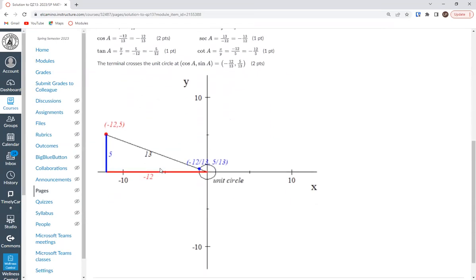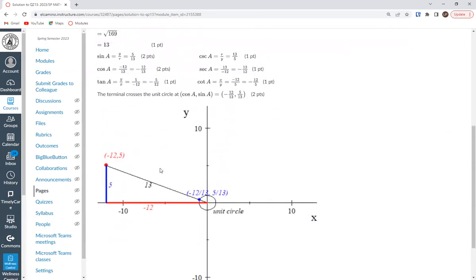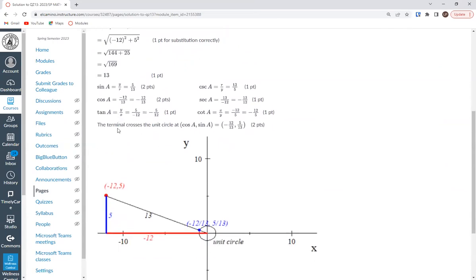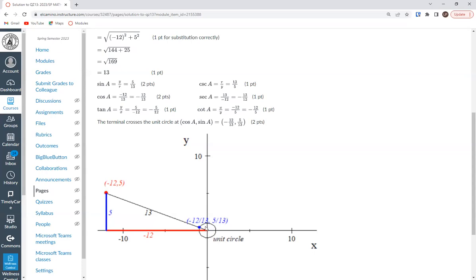Now, the last question, which we ask you to know, is that the terminal side crosses the unit circle. And what is that point? That point is cosine A comma sine A. We've seen this, right? We've seen this on unit circles.